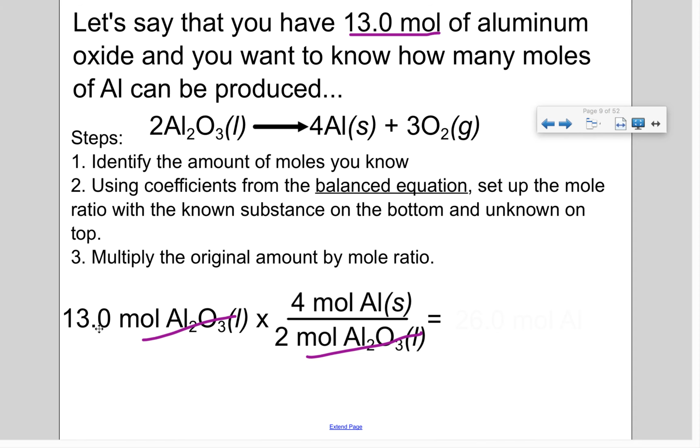All right, so then you multiply across. 13 times 4 divided by 2. Punch that in a calculator. You should get 26 moles of aluminum because that is what's left.